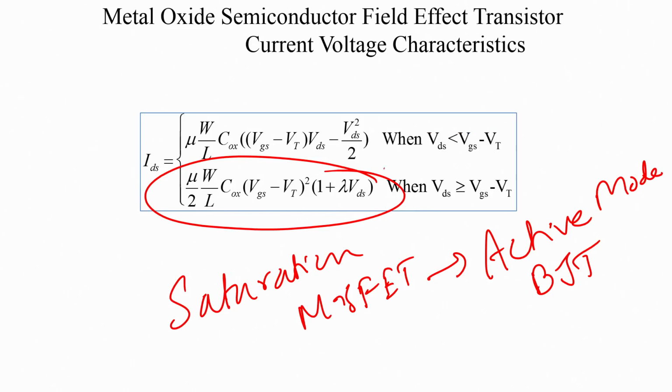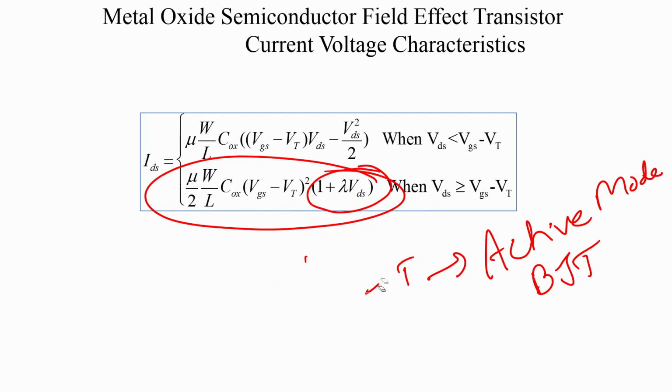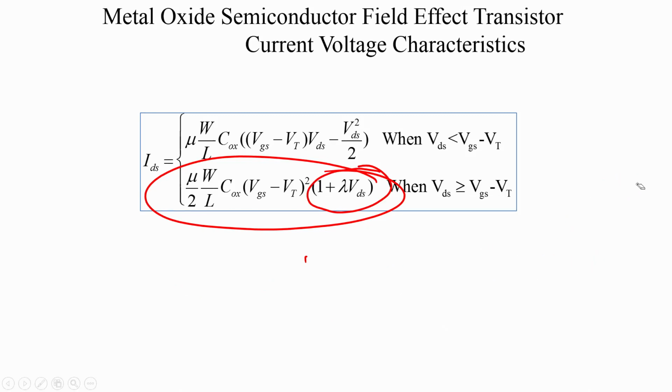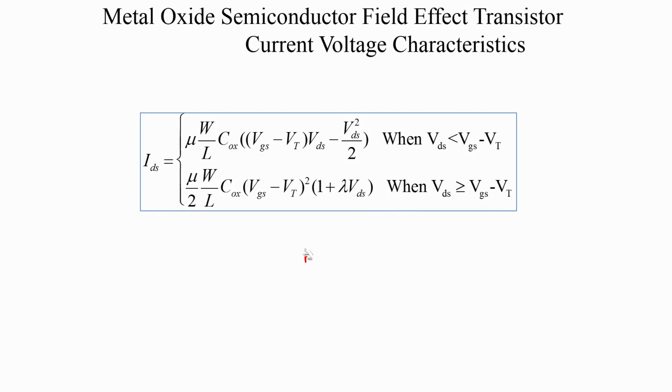So, the channel length modulation makes the VDS influence the drain current, not by too much, by a little, but it is important enough that it impacts the design of your amplifiers.